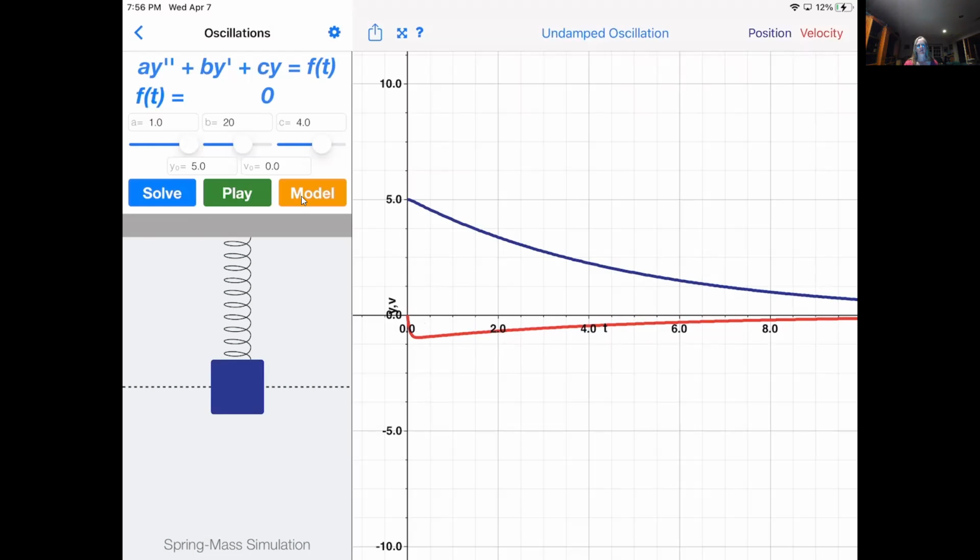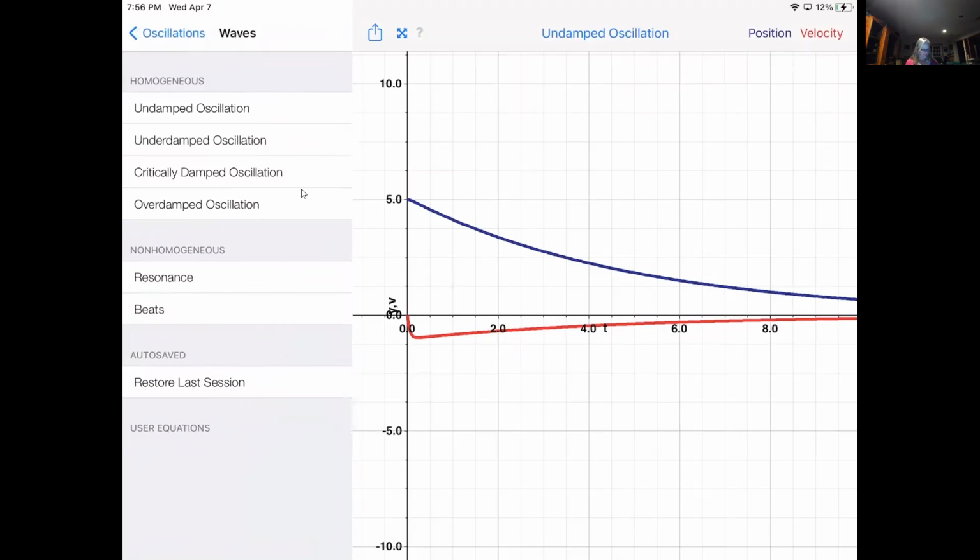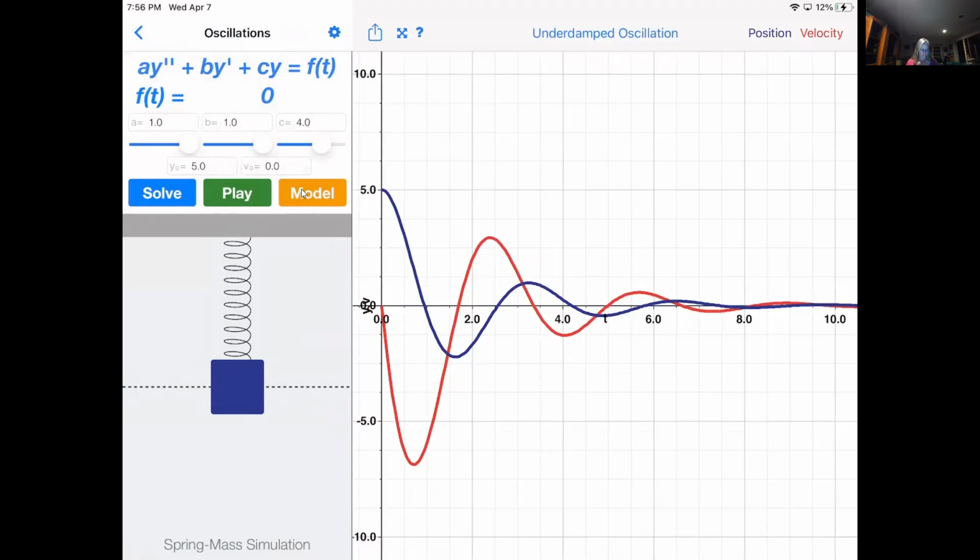And I'm going to go ahead and look at some other models. We actually have some models we can look at. We're going to look at what we call underdamped. And in an underdamped one, notice it is in fact oscillating. So that is when our B is kind of small. Notice here the B is somewhat small. It's around 1, and we will get that oscillation.